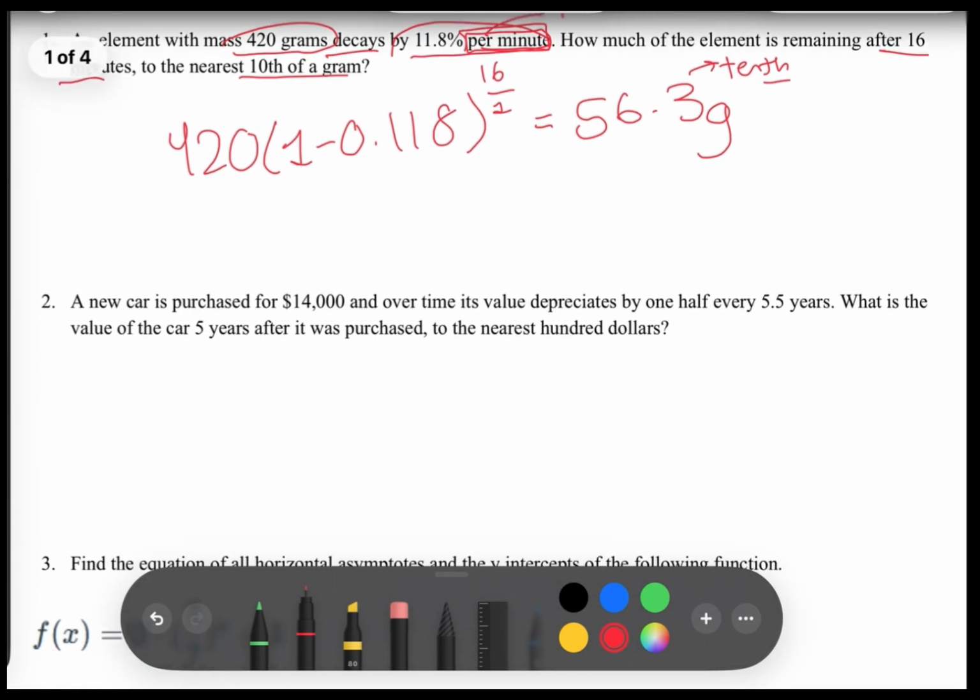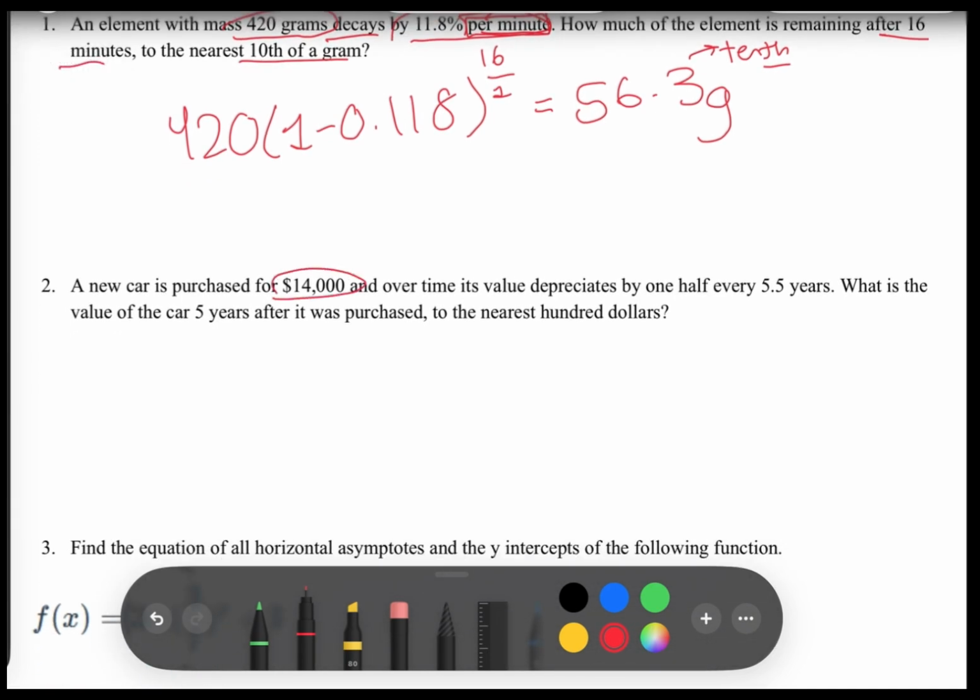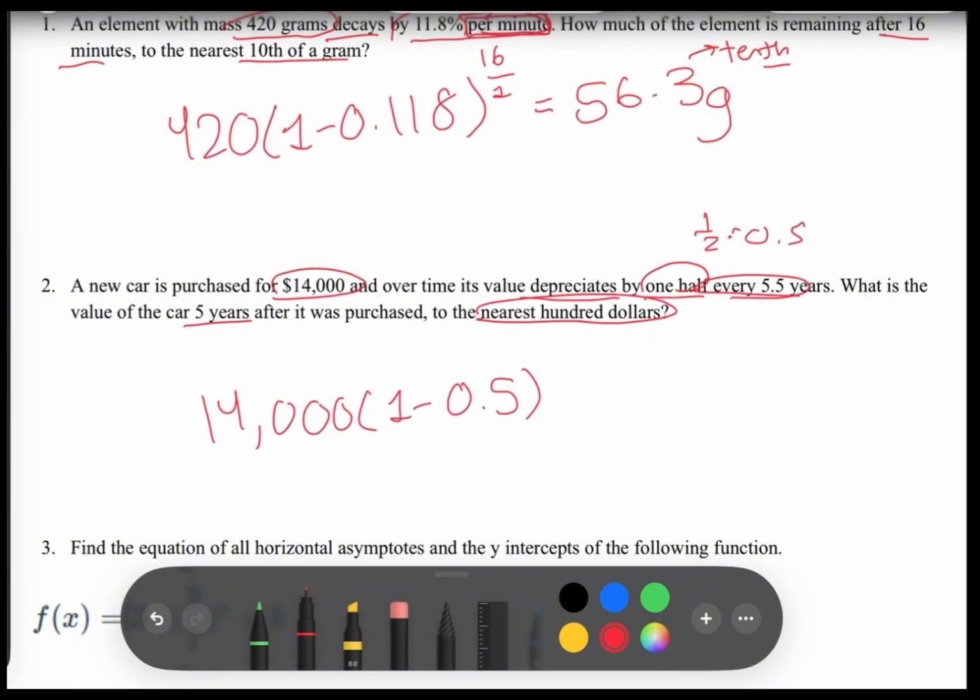Now, let's do the next one. A new car is purchased for $14,000 and over time depreciates by 1/2 every 5.5 years. What is the value of the car after 5 years it was purchased, to the nearest $100? So, again, our starting value is 14,000 and over time it's depreciating, so it's 1 minus 1/2. So 1/2 is the same thing as 0.5, and then it's saying every 5.5 years. So that's the rate of frequency, how frequently it's happening. So that's going to go in our denominator.